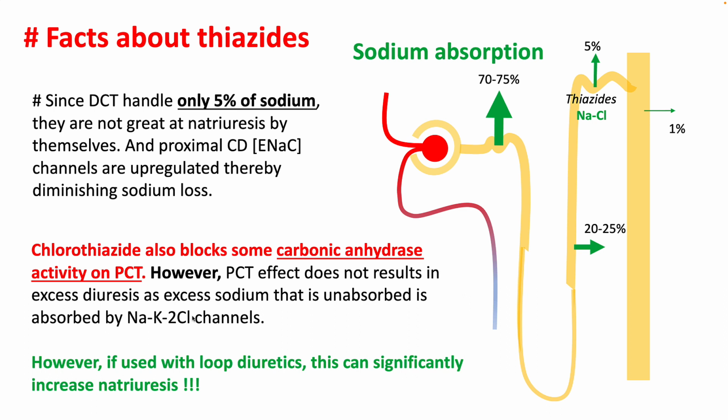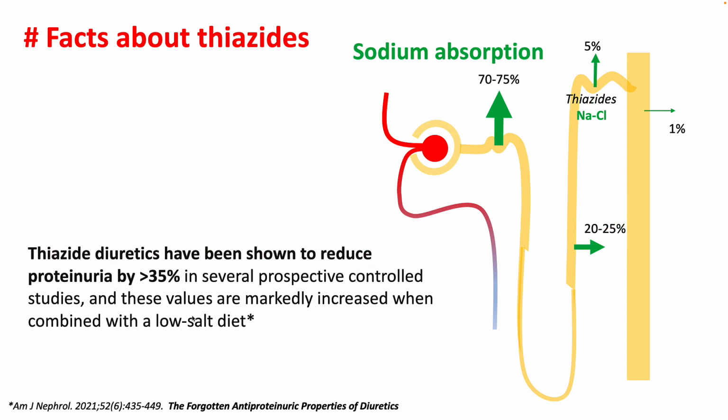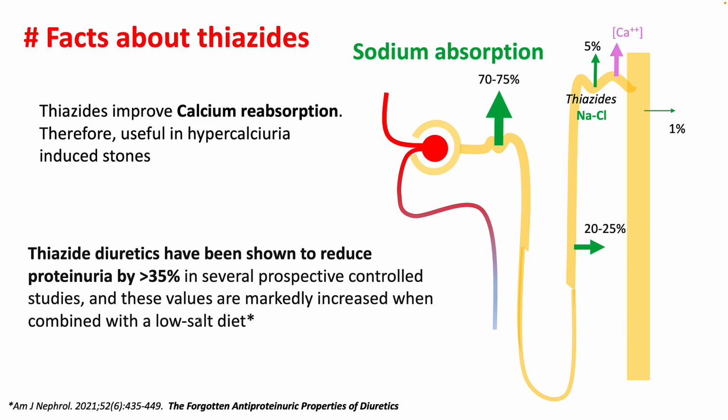Chlorothiazide also blocks some of the carbonic anhydrase in the PCT, but this effect is not very important when you use it alone because of the sodium-potassium-2-chloride channel in the thick ascending loop, which absorbs all the sodium that is not absorbed in your PCT. However, if you use this medication with a loop diuretic, you can certainly cause more natriuresis. Thiazides can reduce proteinuria, and they also improve calcium reabsorption.